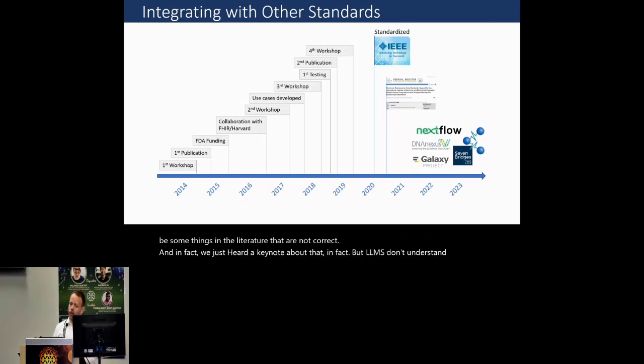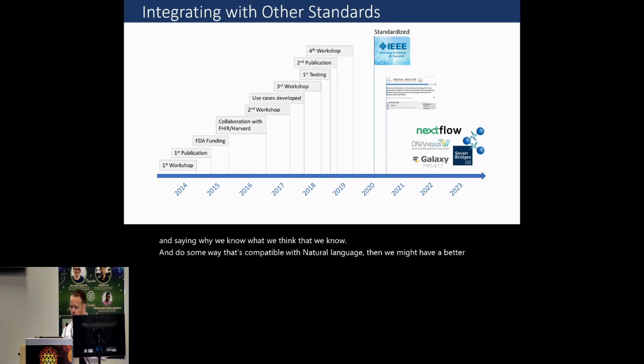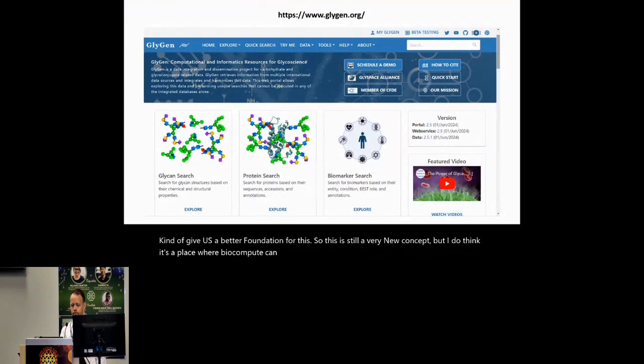So if we can have some way of explicitly pointing to some assertion in the literature and saying why we know what we think that we know, and do so in a way that's compatible with natural language, then we might have a better framework that it's less ambiguous how some new result affects prior knowledge, and that might kind of give us a better foundation for this. So this is still a very new concept, but I do think it's a place where BioCompute can meaningfully contribute.